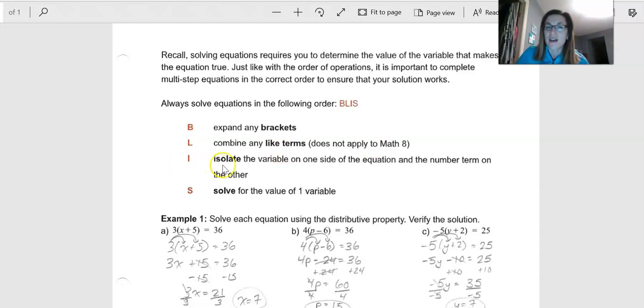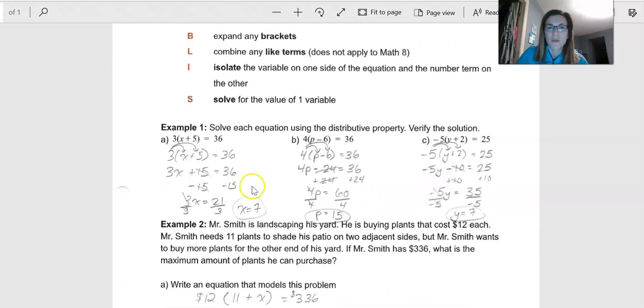Then I, isolate the variable on one side of the equation and the number term on the other. So always try to get x on one side by itself. And then S, solve for the value of the variable. So here's a couple more examples.